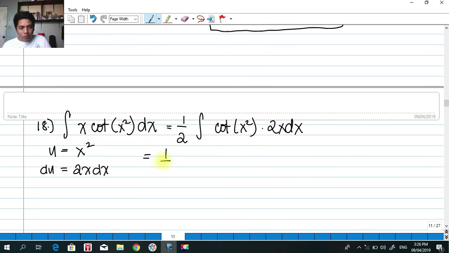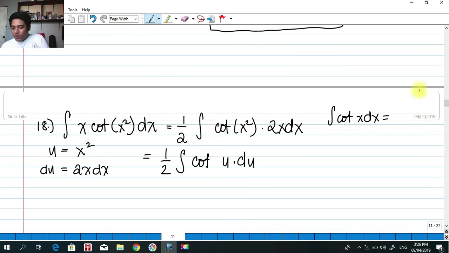So what are we going to do? Use substitution. 1/2 the integral of, again, the cotangent of u, where x squared equals u, times du. And let us take note that the integral of cotangent of x dx is simply equal to the natural logarithm of the absolute value of sine of x plus c.